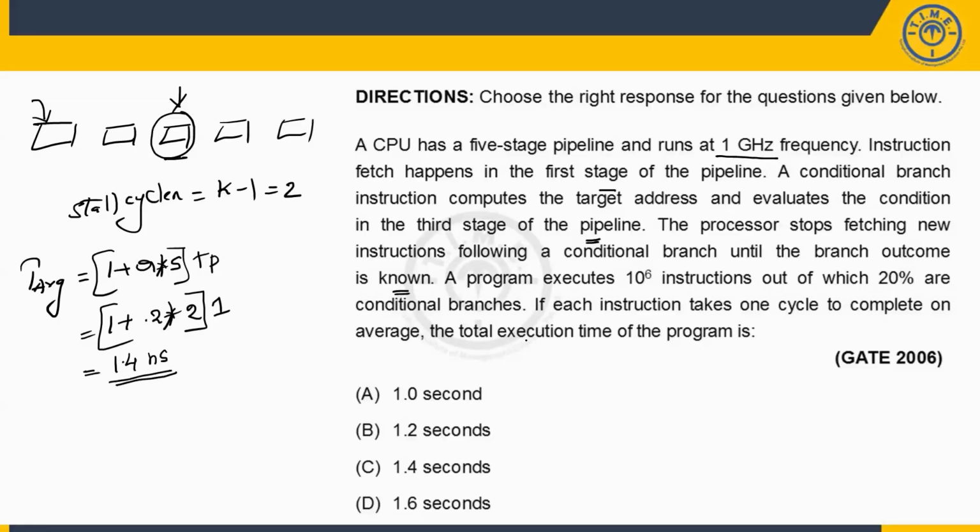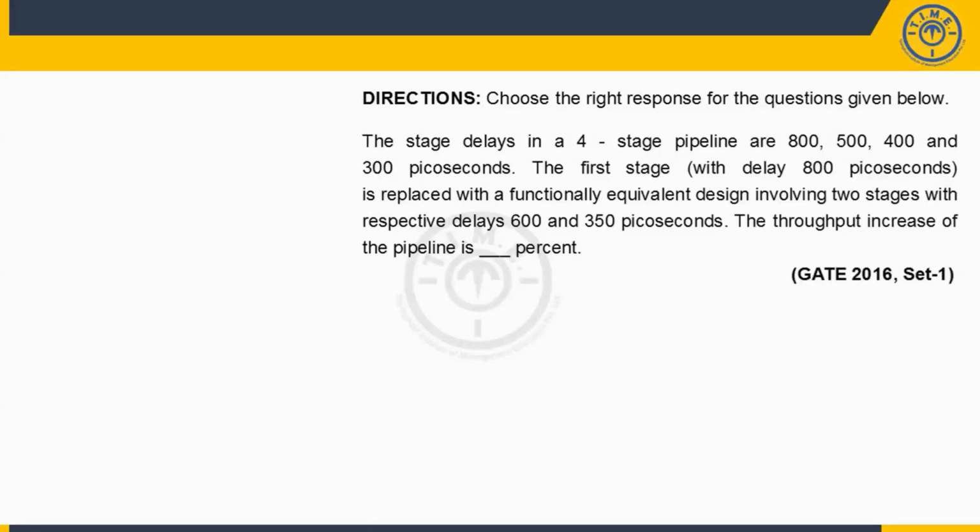Now the thing is, we are executing a program with 10 power 9 instructions. So 10 power 9 into 1.4 nanoseconds will be equal to 1.4 seconds. Okay, clear? Yes, sir. Shall we go to the next question?